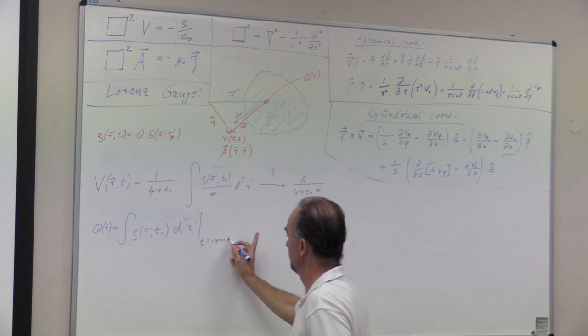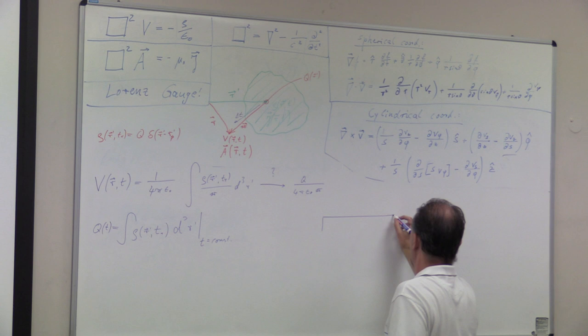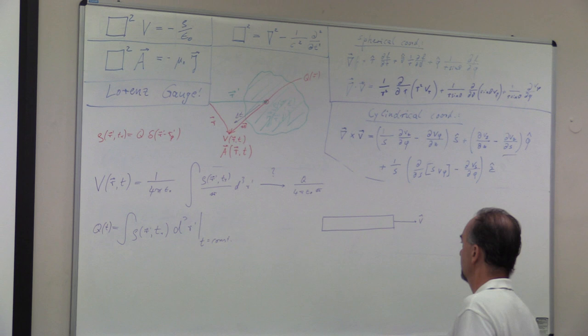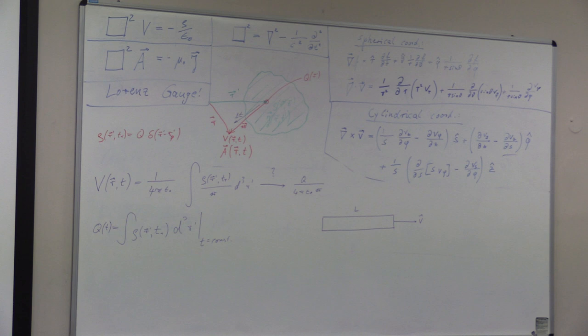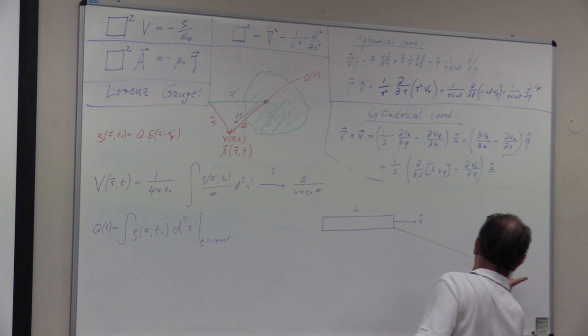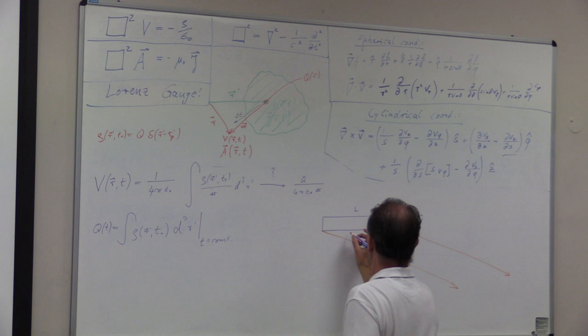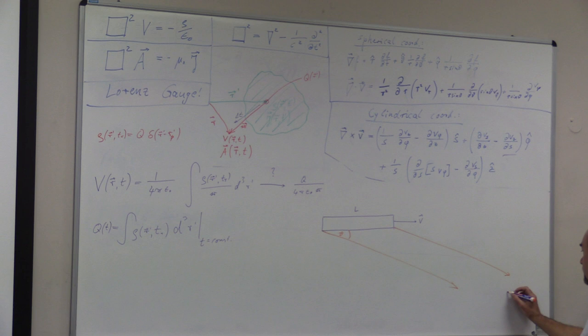So now assume that we have some kind of volume here, say that moves with some velocity v in that direction, with some length L. And we are just sitting far away somewhere in this direction. So light will need to go at say, some angle theta towards us. So this is towards our point R, where we observe the fields.